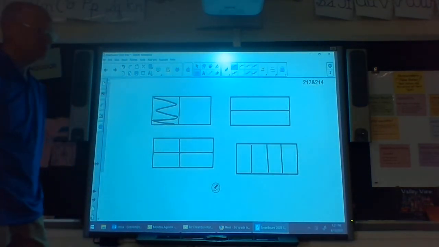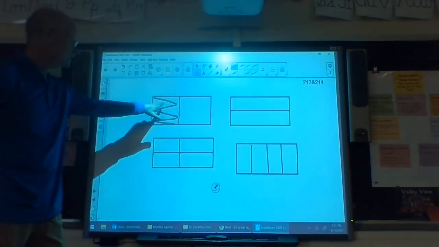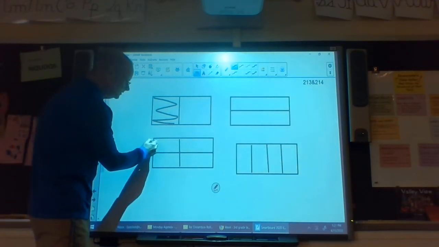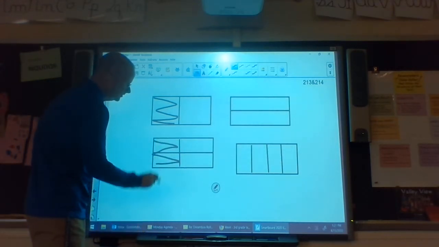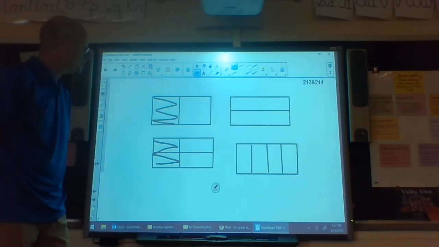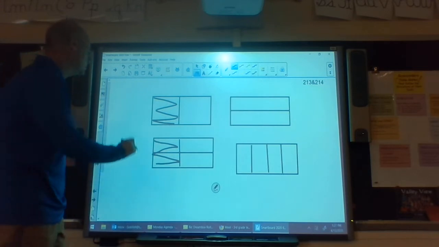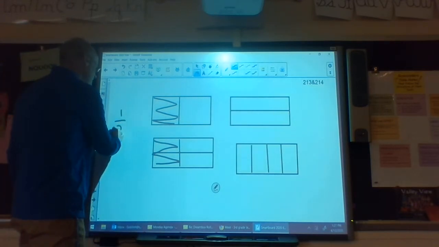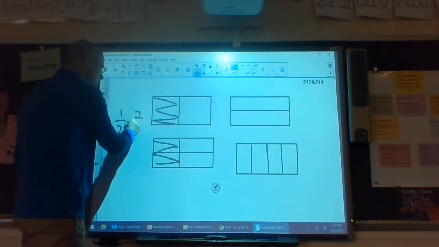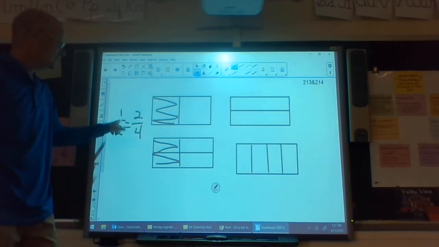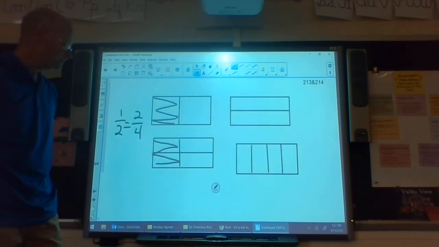And I was wondering if you noticed something. That when I colored in half of this one, I could color in half this one. And hopefully you realize, or you recognize that 1/2 is the same as 2/4. So 1/2 equals 2/4. Those are both equivalent fractions. That's going to come in handy when you do your assignment today.